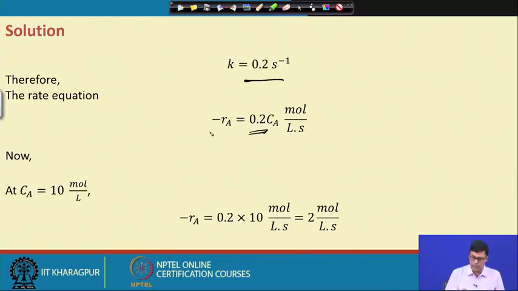So our equation now changed to minus RA equal to 0.2 into Ca. Now, we shall have to find out, when Ca equal to 10 moles per liter, what is the rate of reaction. We put this into 10, then it is 2 moles per liter per second, so this is the rate you will get. As I told you, as the substrate concentration increases, this value also increases.